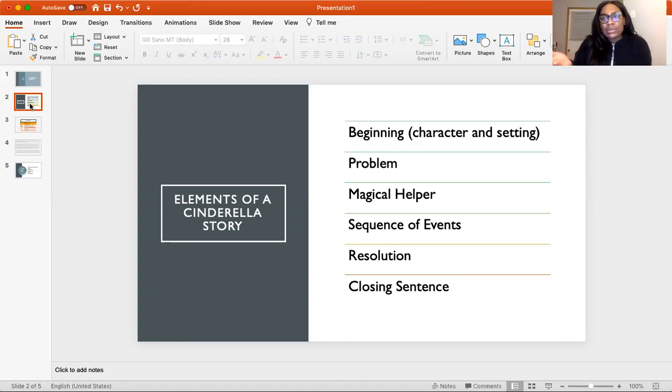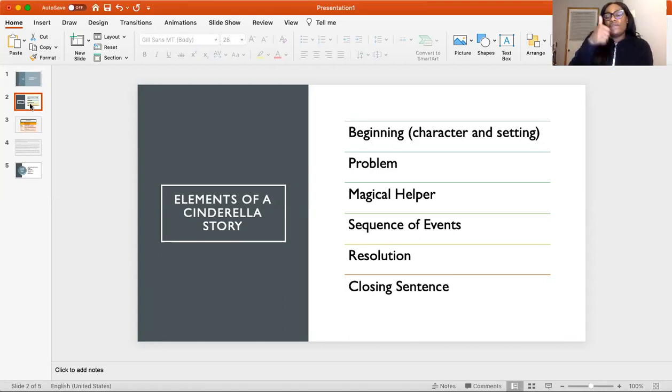If you have a problem, your story needs to end with some type of resolution. How did your problem get solved? And at the end of your story, find a way to close out your entire story so it has a really nice ending to it.